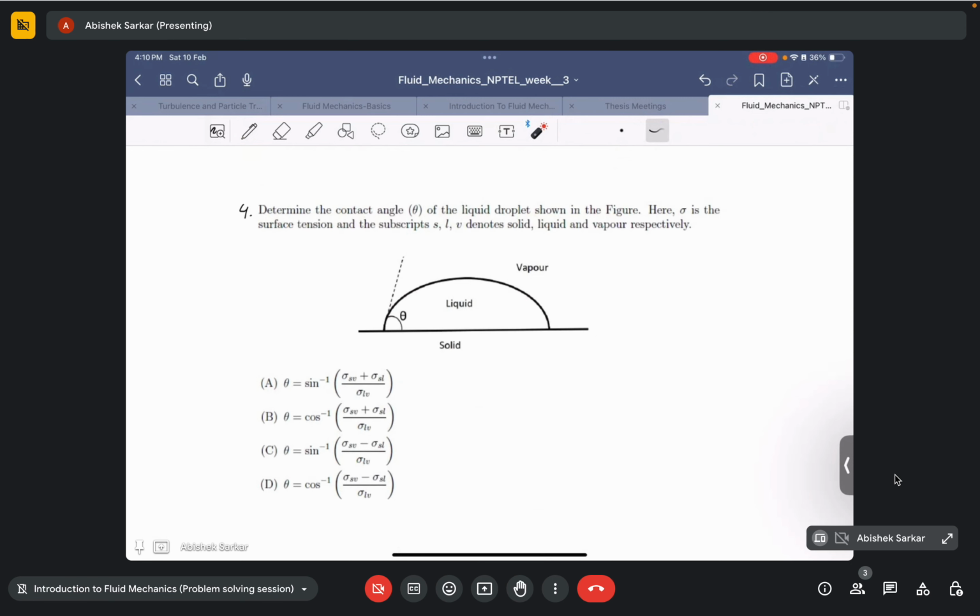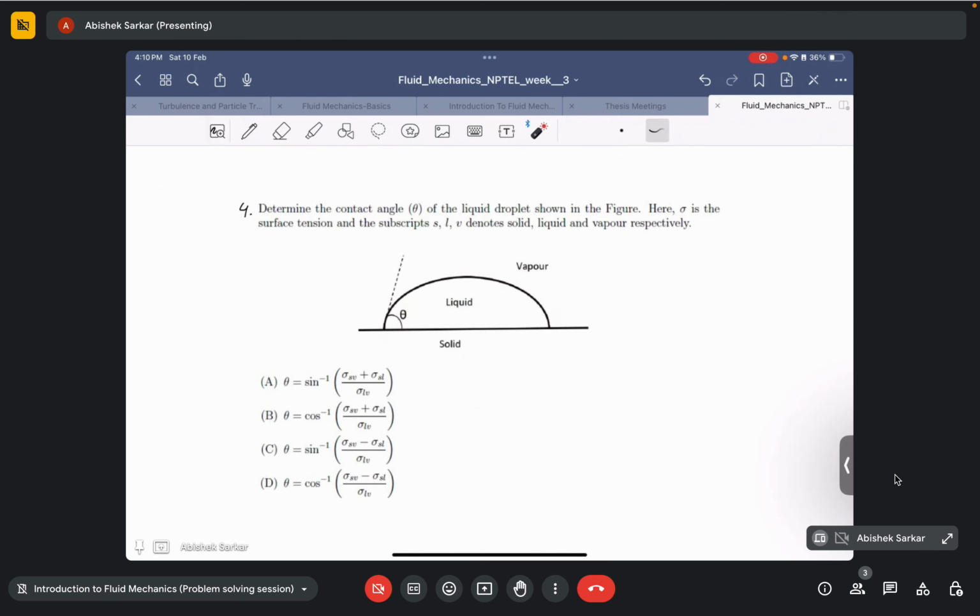Here sigma is the surface tension, actually the surface tension coefficient, and the subscripts S, L and V denote solid, liquid and vapor respectively. So this is the droplet on the surface, and S, L, V denote the solid, liquid and vapor interfaces. This is the contact angle theta, so we have to find an expression for angle theta.